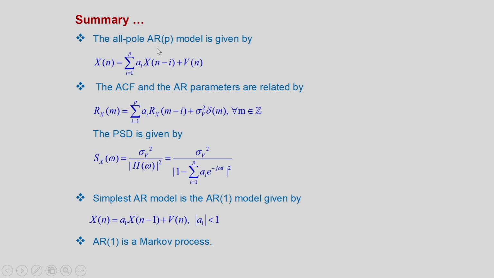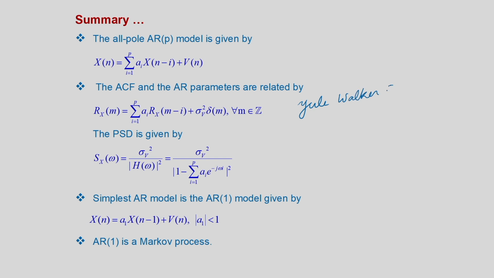The all-pole model AR(p), the autoregressive process of order p, is given by x[n] = summation i from 1 to p of ai x[n-i] plus v[n]. So, here in the filter model only the denominator part will be there. That is why it is an all-pole model. The ACF and the AR parameters, the ai's being the autoregression parameters, are related by the Yule-Walker equations.